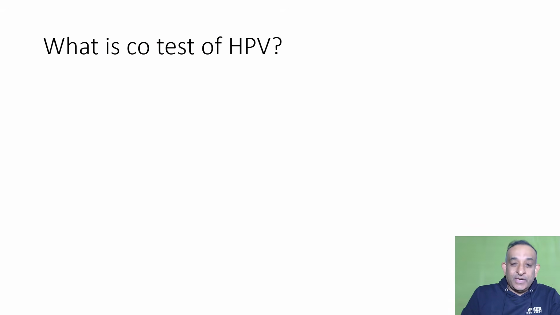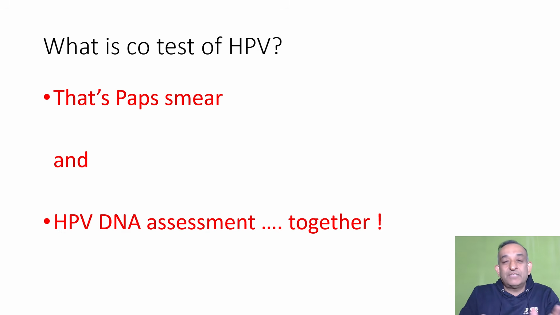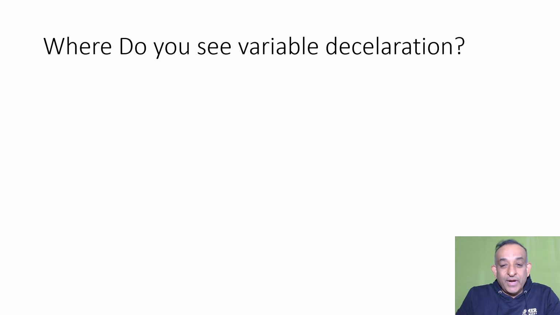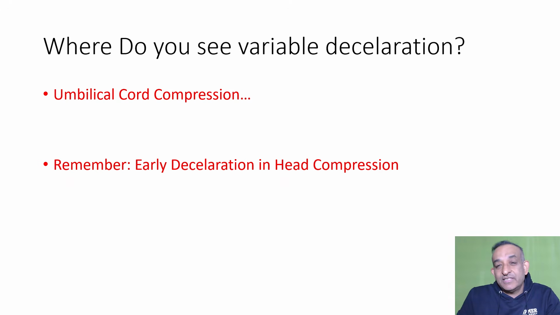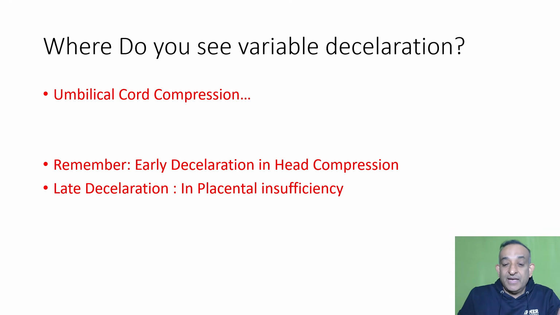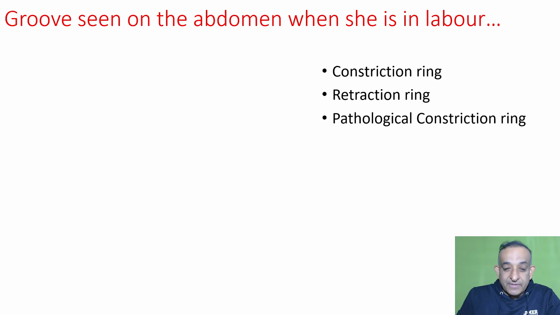Okay, guys, what is co-test of HPV? Yes, when you're doing a pap smear, along with the pap smear, you do the HPV DNA assessment. That is a co-test. You know this one, I'm very sure. Then, where do you see variable deceleration? Now, variable deceleration is that hotshot topic. I told you, don't leave your homes without reading fetal surveillance. And I'm so proud of the fact that I impressed upon this wherever we met. I'm sure you wrote that variable deceleration is seen in umbilical cord compression. And remember, early deceleration is seen in head compression, and late deceleration is seen in placental insufficiency.